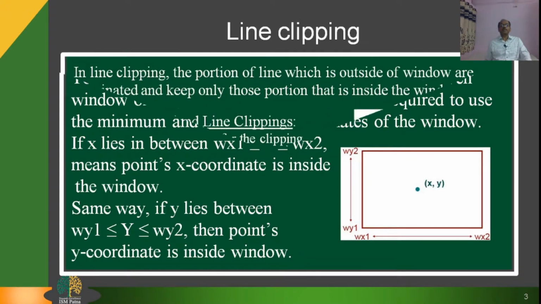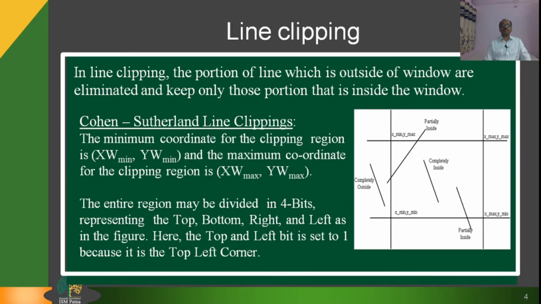So, next, the lines. The lines may be completely inside the window, partially inside the window, or fully outside the window. So, in line clipping we will cut the portion of the line which is outside of the window and keep only the portion that is inside the window. For this very purpose, the Cohen-Sutherland line clipping algorithm we often use.